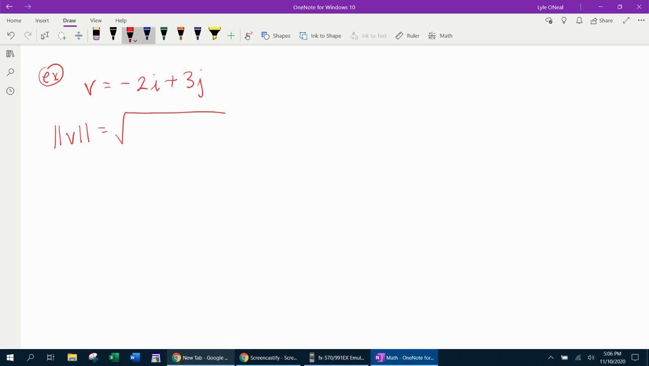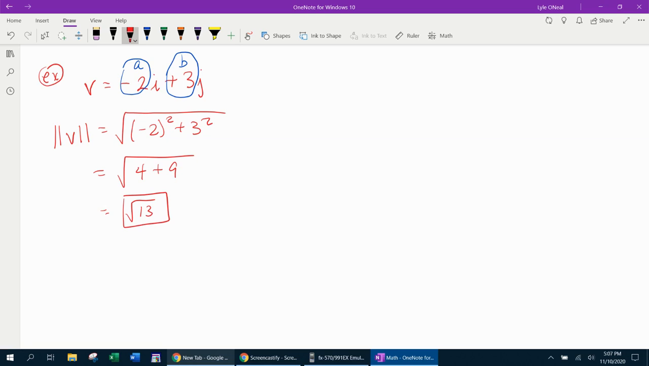And so that formula was the square root of a squared plus b squared. And here we can see the value of a and b. So that's going to be -2 squared plus 3 squared, which is 4 plus 9, which is square root of 13. Now you do want to leave that exact unless they ask for a decimal approximation. If it says give the exact value, the answer is square root of 13. Otherwise, you'll need to use your calculator and round that off to how many places they ask for.